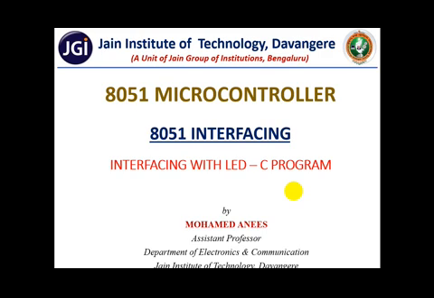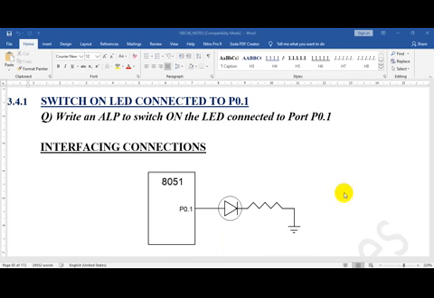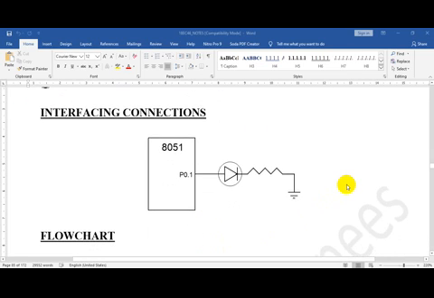In this tutorial, we shall see how to write a C program, and for that we will take interfacing with LED as an example. In the last video tutorial, we wrote the program in assembly. The same program, we will write it in C language.